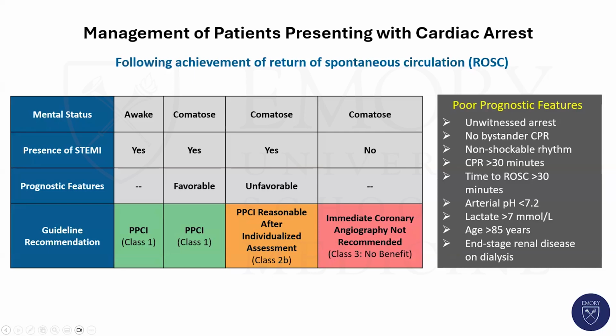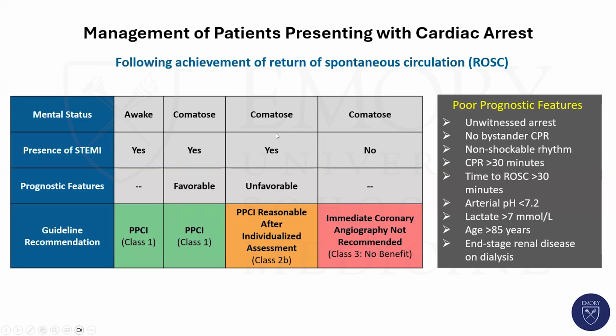So in terms of guideline recommendations, if the patient has achieved ROSC and is awake and presents with STEMI, it's like any other STEMI. Go to the cath lab. Primary PCI is a class 1 indication. If the patient is comatose but has return of spontaneous circulation and STEMI on the ECG, and has fewer of these poor prognostic features, meaning they may have had a brief period of arrest or were defibrillated very quickly but are still comatose, you should consider primary PCI as class 1.